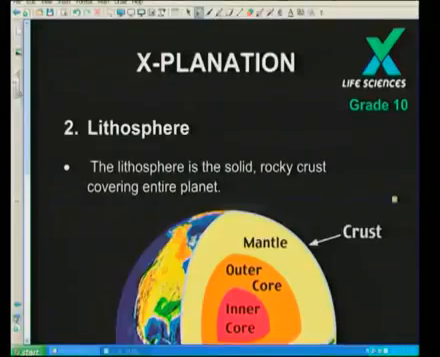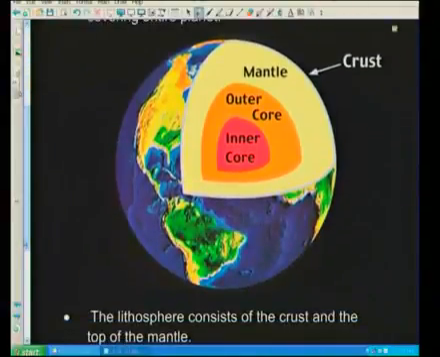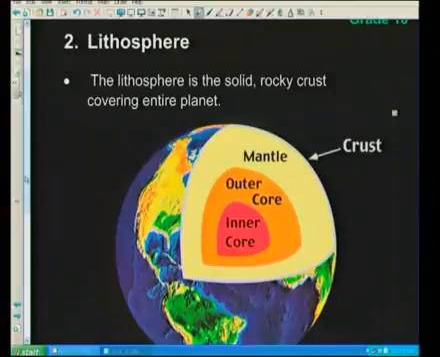Right, let's move on. Now we're going to look at the lithosphere in a bit more detail. Maybe those of you who do geography will understand this a bit more than just the people who are doing life science.